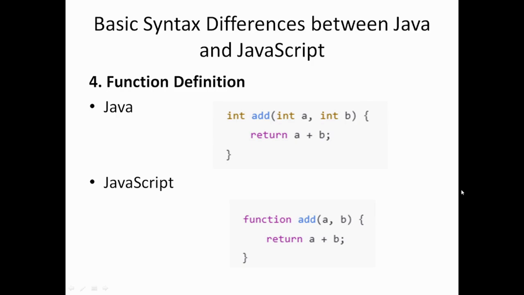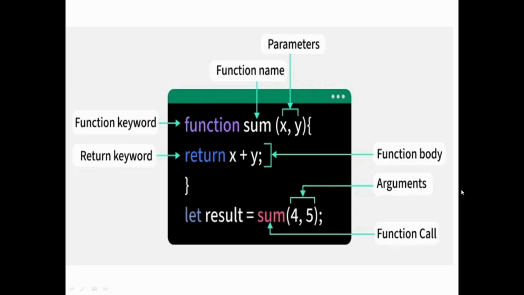So this is the syntax difference in function definition. In Java, like other languages, we use a return type, function name, and parameters with types, and then define the function. Whereas in JavaScript, to define a function, we just use the keyword function and the name, for example add, and just return the values. No need to specify the data type here.